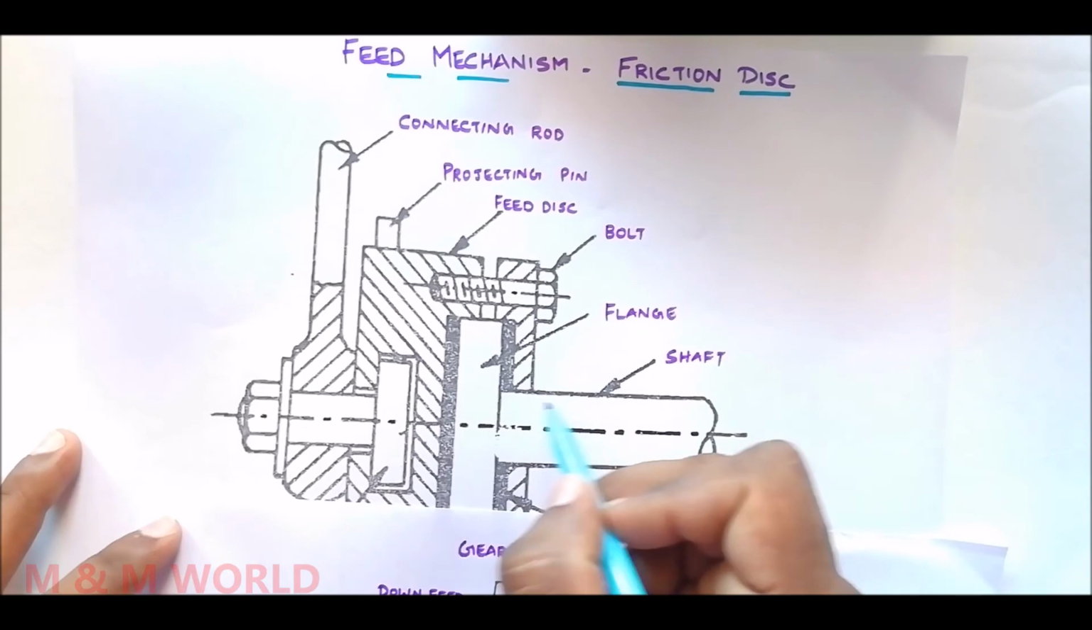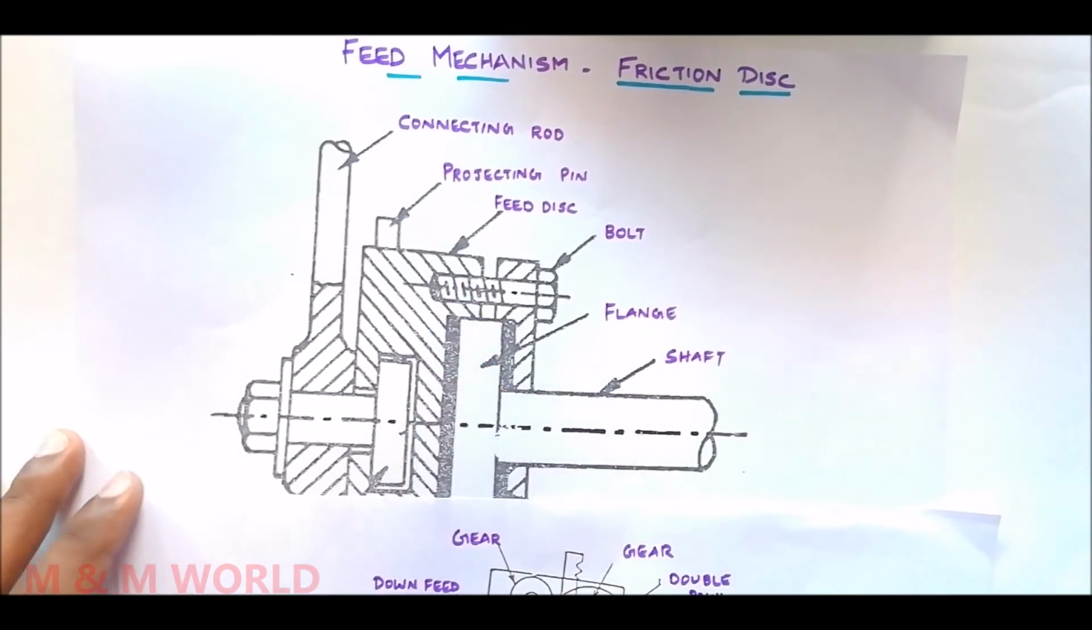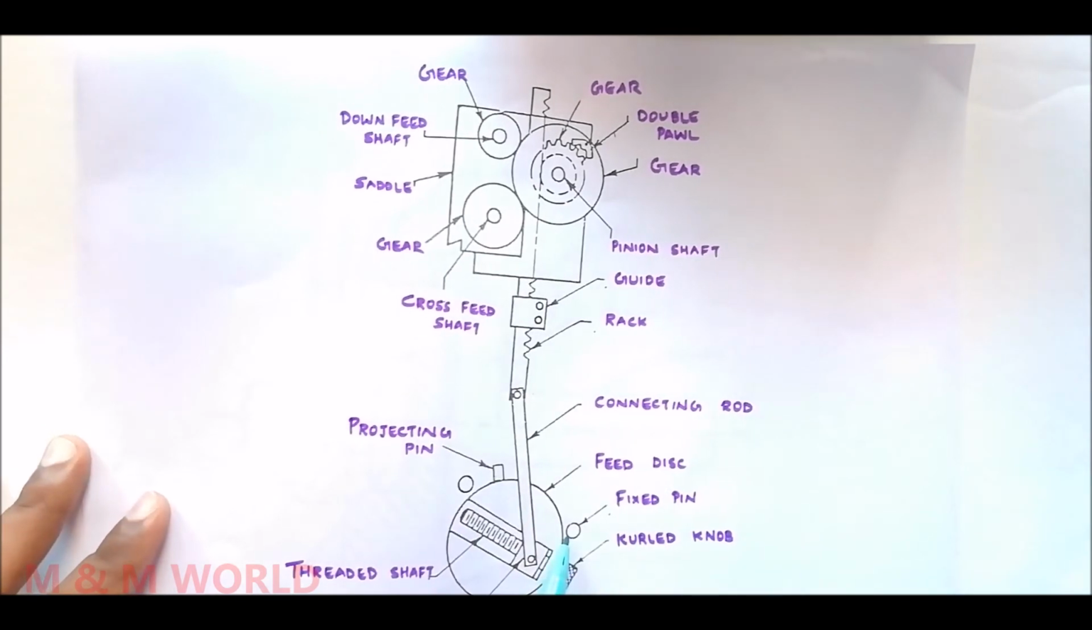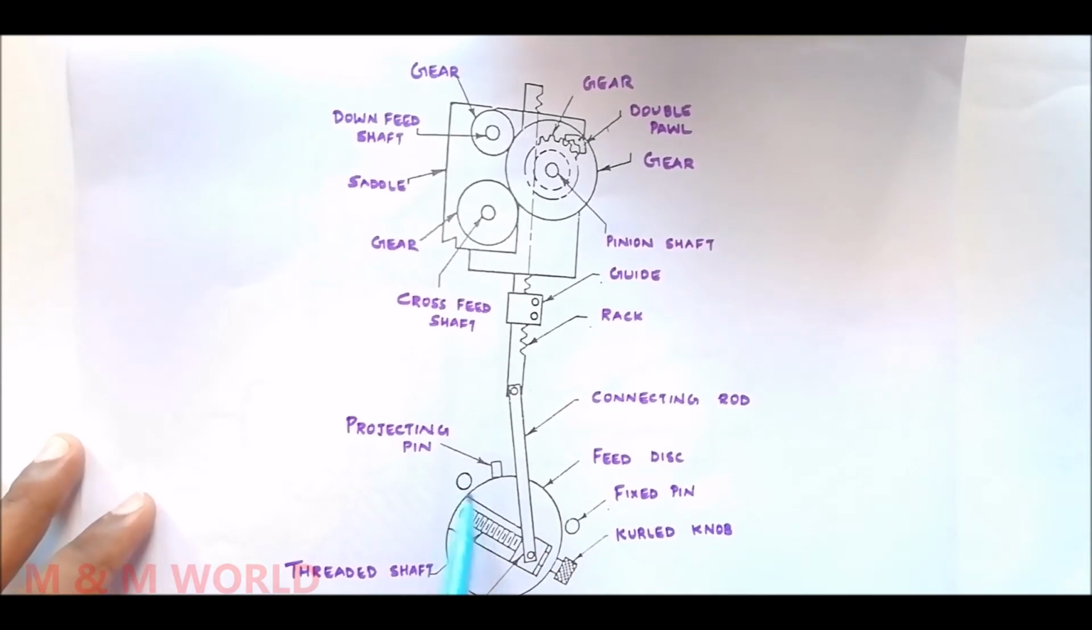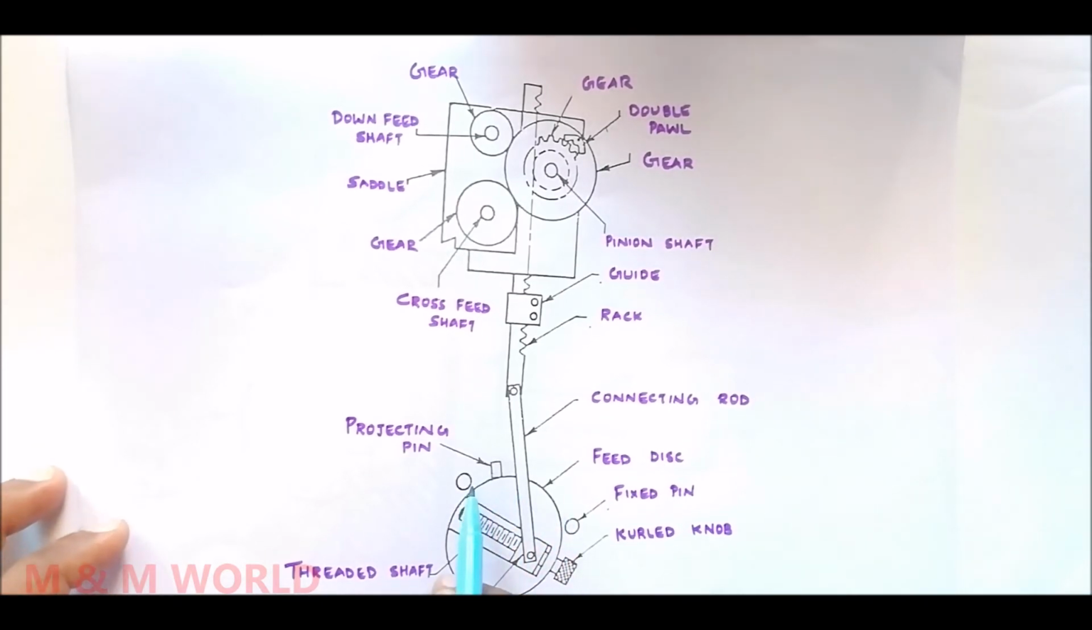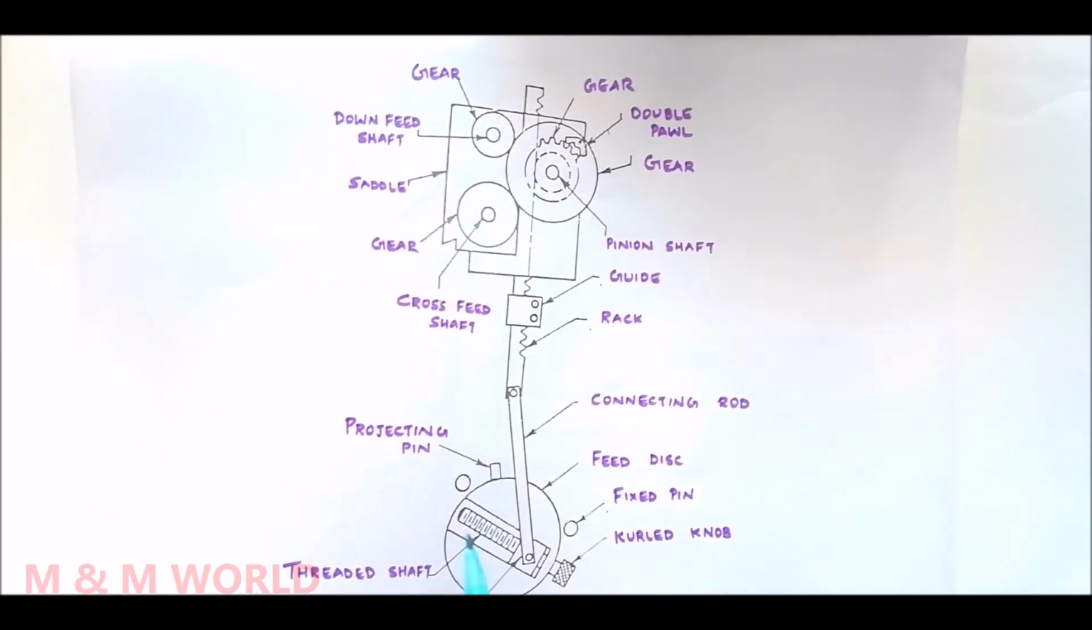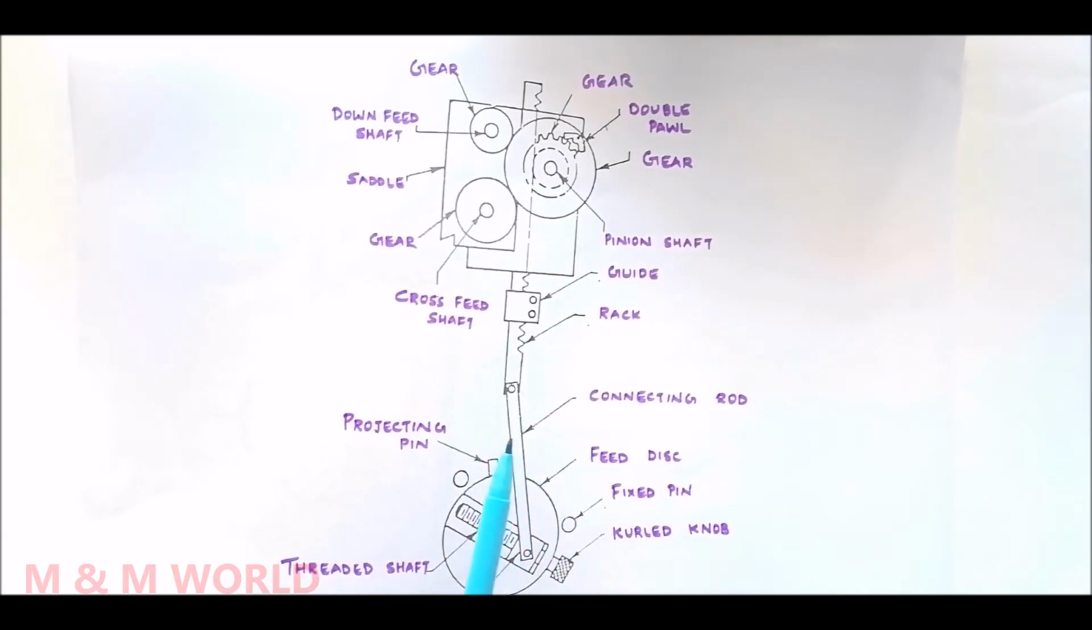So when the shaft rotates in the opposite direction, the flange rotates, and the feed disc also rotates. The movement of the feed disc is restricted from this fixed pin to this fixed pin. So now the feed disc will rotate from this point to the other fixed pin. When the planer table reciprocates, the feed disc rotates through a part of a revolution in one direction at the beginning of the cutting stroke, and again it rotates through the same part of the revolution in the opposite direction at the beginning of the return stroke.